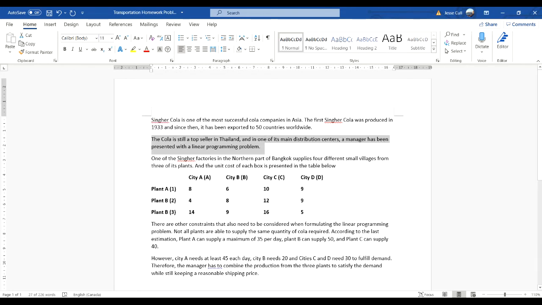Moving on. One of the Singer factories in the northern part of Bangkok supplies 4 different villages from 3 of its plants. So here we have our first critical piece of information. We know, because this is themed homework, but if we weren't aware, if we didn't know that this was a management science problem based on transportation, now we do. So let's highlight that key point.